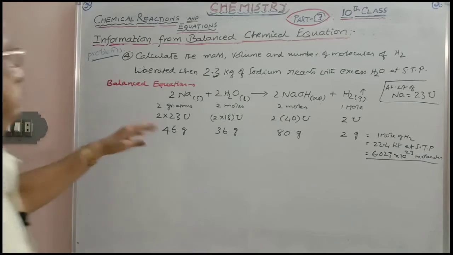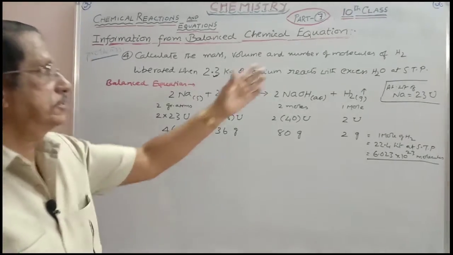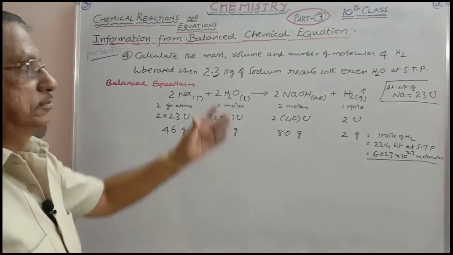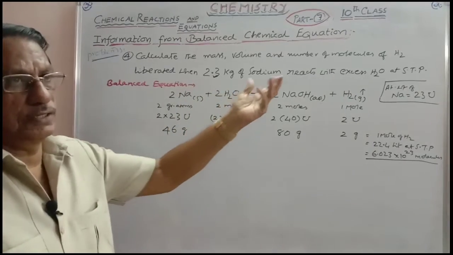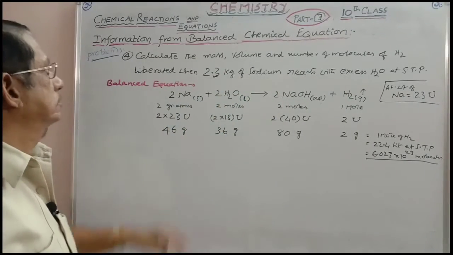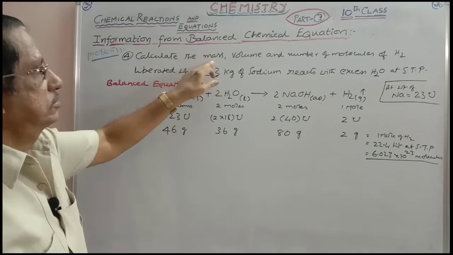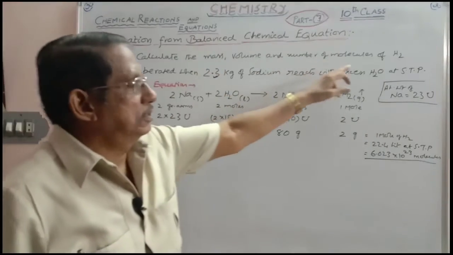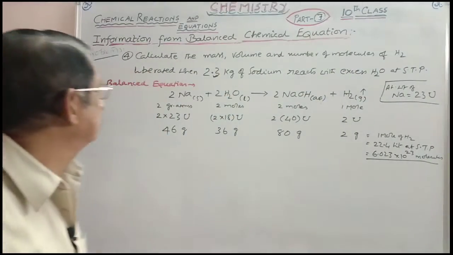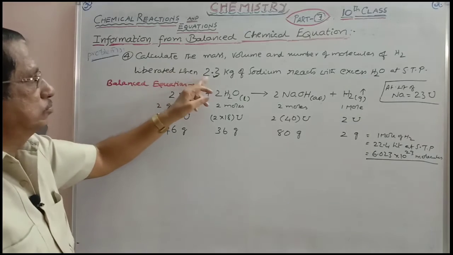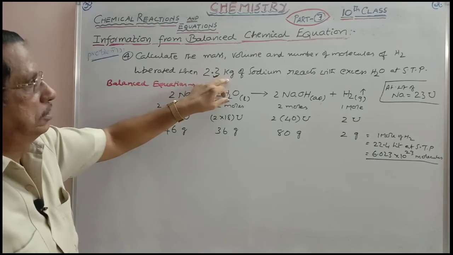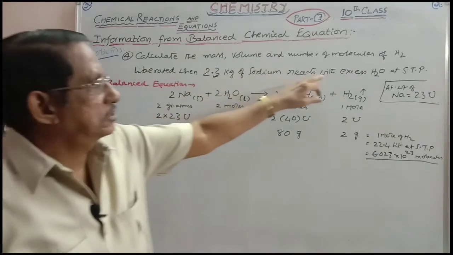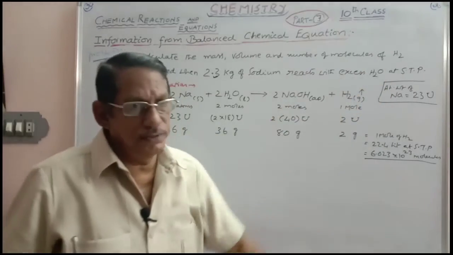Next, fourth problem. Please note it. This is based on the weight, volume, number of molecules relationship. Calculate the mass, volume and number of molecules of hydrogen gas liberated when 2.3 kgs of sodium reacts with excess water at STB.